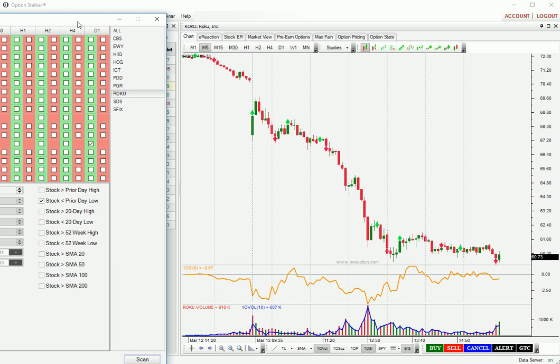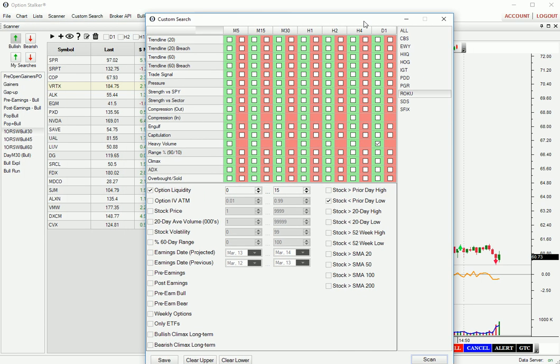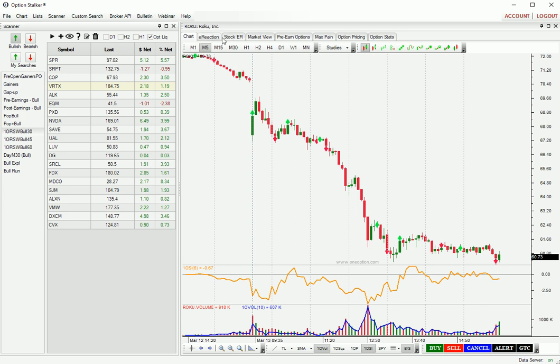All of these features are so easy to configure. Engulfing patterns, compressions. We trade compressions a lot. Strength versus the sector versus the S&P. There's a pressure indicator that we use. Additionally, you can see a ton of resources here. I'm not going to go in and click on all of these because you can learn more about them in the videos.